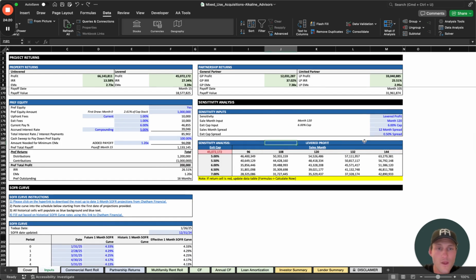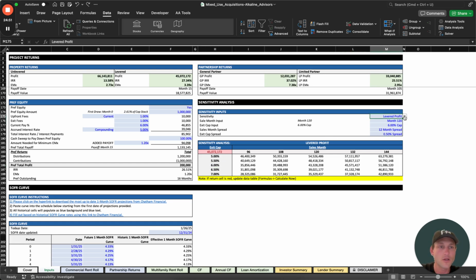Next we'll go to the sensitivity analysis. So here we are giving a 2 variable sensitivity analysis where we are sensitizing the exit cap and we are sensitizing the sale month. In this scenario, I believe we are just sensitizing the exit cap of the multifamily, but we can update that to sensitize the exit cap of the commercial as well. Or if you want to do blended, we can do that too. Just reach out and we're happy to update accordingly.